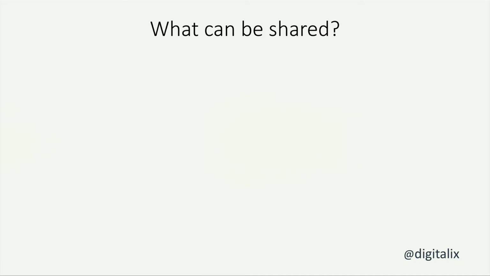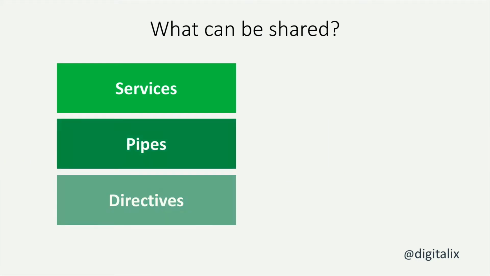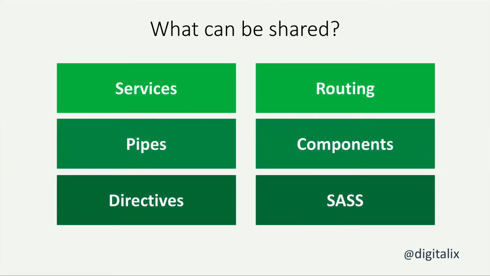Remember I said we'll come back to this. So what can be shared? Here are all the things that can be shared. This is pretty cool. We can share all our services. We can share our pipes, directives, routing, components, and even SASS variables. SASS variables, sorry. Why am I not saying CSS over here? Why am I saying SASS?